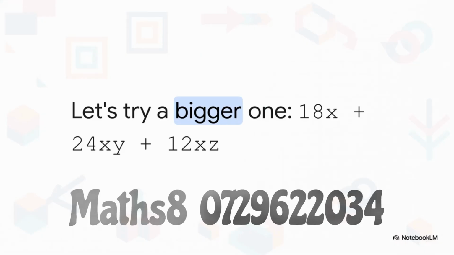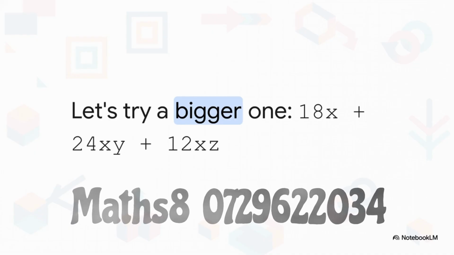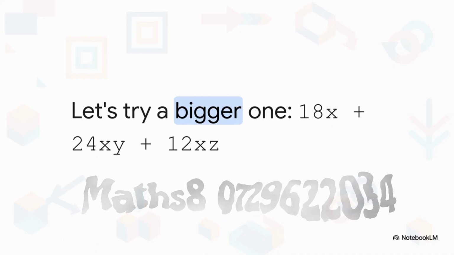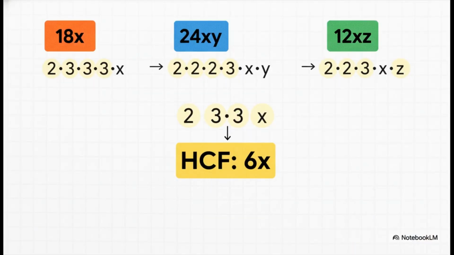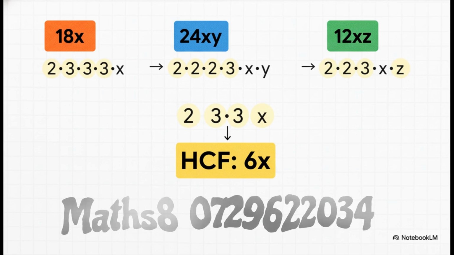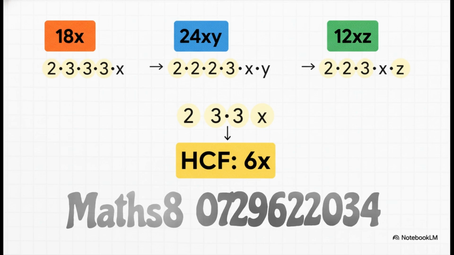Okay, now that you get the basic concept, let's try it on something a little more complex. How in the world would we factor an expression like this with 3 terms? Well, step 1 is always the same. We look at all the terms, 18x, 24xy, and 12xc, and we find their highest common factor. And using the method we just learned, we'd find that the HCF is 6x. This is the piece we're going to pull out in front.